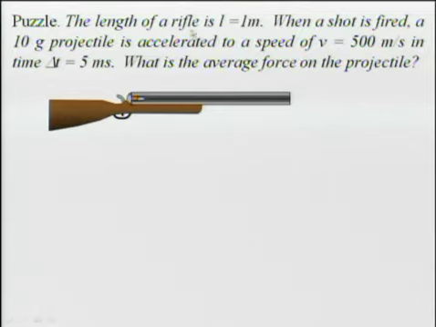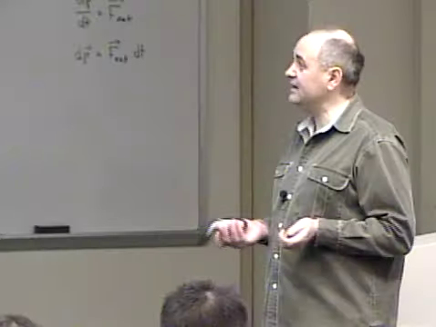So the length of the rifle barrel is 1 meter. So the barrel is 1 meter long, and when we shoot the projectile, it is going to leave the barrel at 500 meters per second, and it will travel through the barrel in 5 milliseconds. What is the average force on the projectile? I'm obviously making this problem more complicated than a constant force, because if we had a constant force, then the average would be the value of the force, so it would be quite easy to find, right?